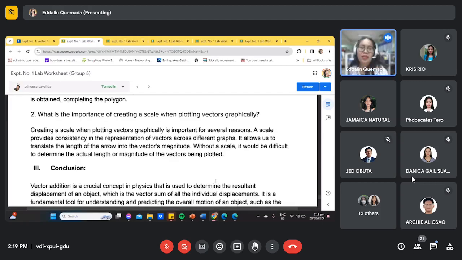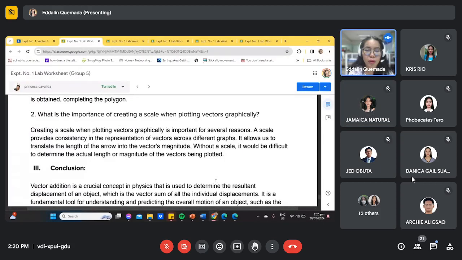Creating a scale when plotting vectors graphically is important for several reasons. A scale provides consistency in the representation of vectors across different graphs. It allows us to translate the length of the arrow into the vector's magnitude. Without a scale, it would be difficult to determine the actual length or magnitude of the vectors being plotted, or you might end up drawing very large or very small vectors depending on their actual magnitudes. Exactly. Okay, I'd like to quote your answer for this. Your answer is correct.